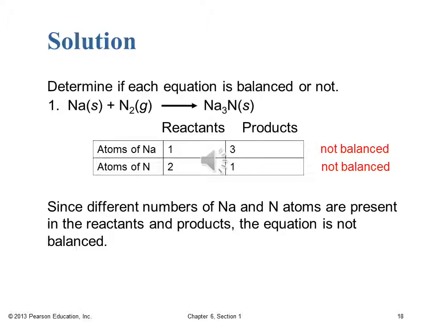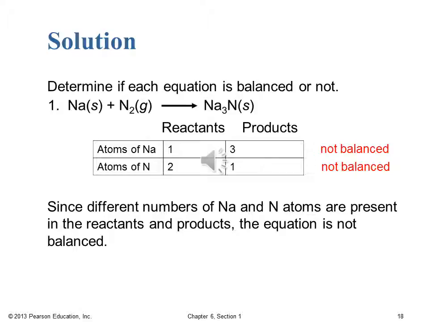Okay, that first reaction, Na solid plus N2 gas yields Na3N solid. Hopefully it jumped out at you that this one is not balanced, right? We have one atom of sodium on the left and 3 sodiums on the right. We have 2 nitrogens on the left and 1 on the right. So obviously things are not balanced as it stands.